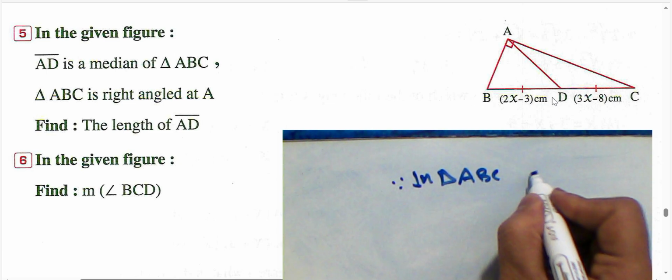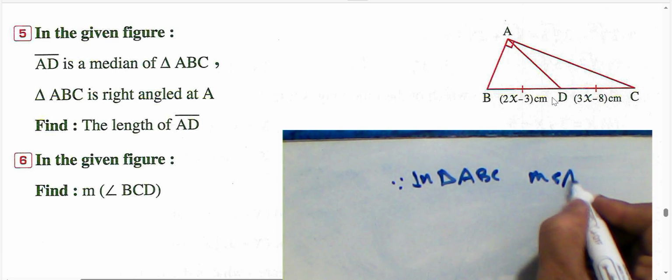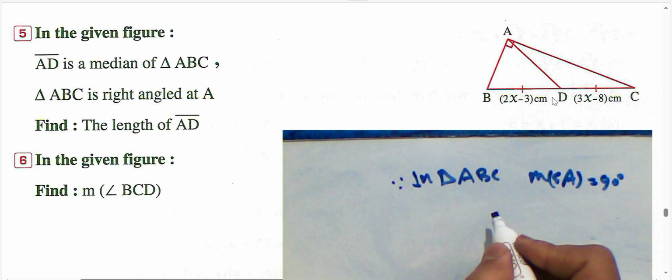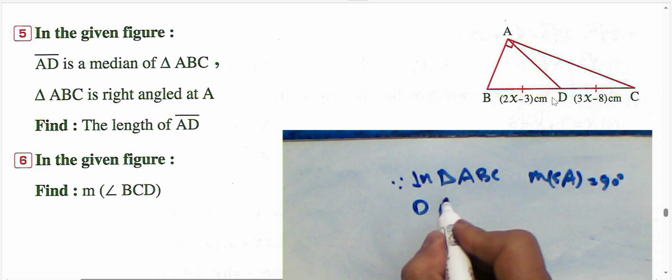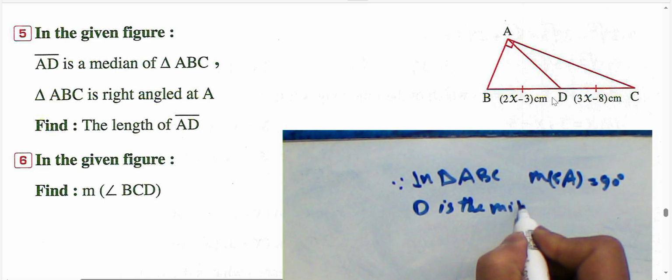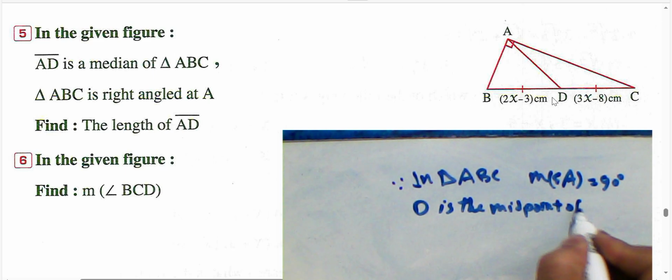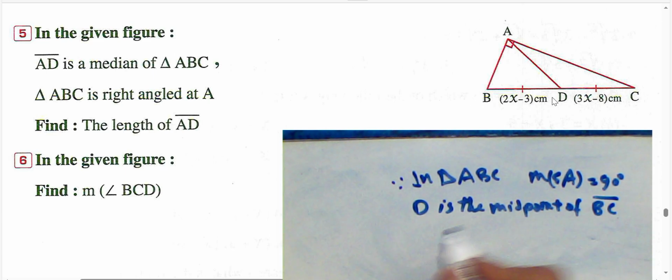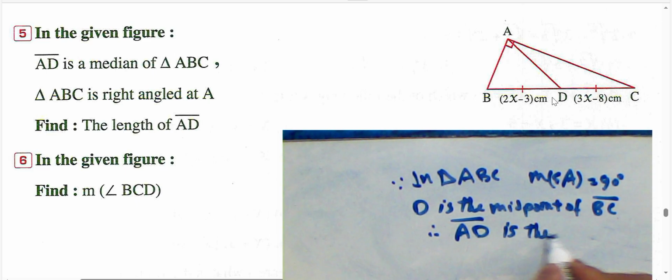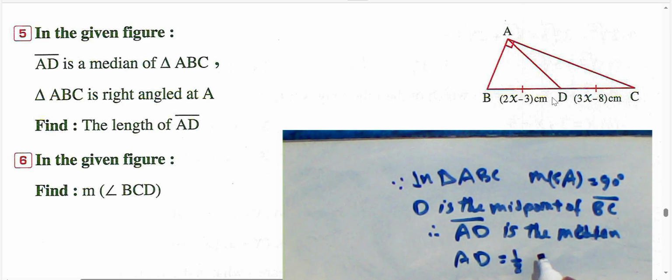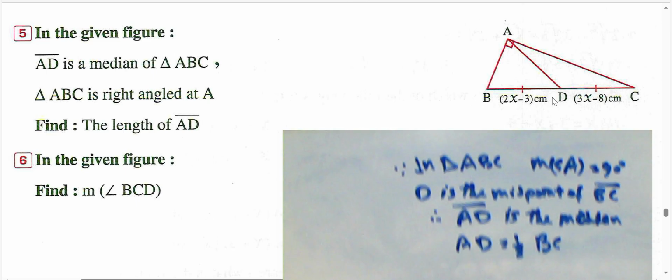ABC, measure of angle A equals 90 degrees. D is the midpoint of BC. Then AD is the median. We call it the median. Then AD equals half of BC. He wants to find the length here of AD.